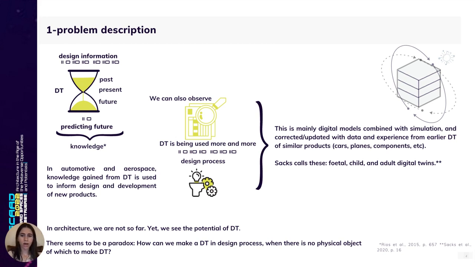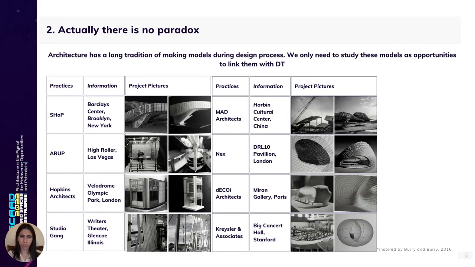In architecture, we are not so far along yet, but we see the potential of digital twin. So there seems to be a paradox. How can we make a digital twin in the design process when there is no physical object of which to make the digital twin? Actually, there is no paradox. Architecture has a long tradition of making models during the design process. We only need to study these models as opportunities to link them with digital twin.